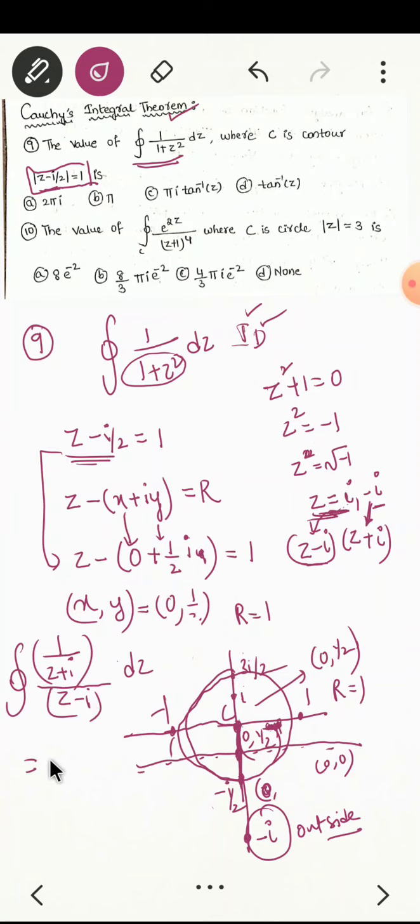This value can be written as 2 pi i f of a, that is 2 pi i f of i, because the a value is i. Substitute in the function i in place of z, then that will be 1 by i plus i. That will be 2 pi i into 1 by 2i. The 2i cancel, so this will be pi. So which option? Option B is correct. Hope you are getting this. If you are not understanding, no need to worry. From the next problem you will be understanding it very clearly.